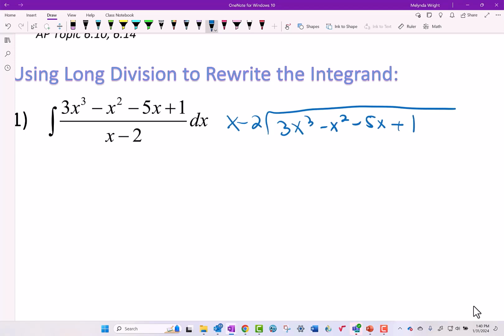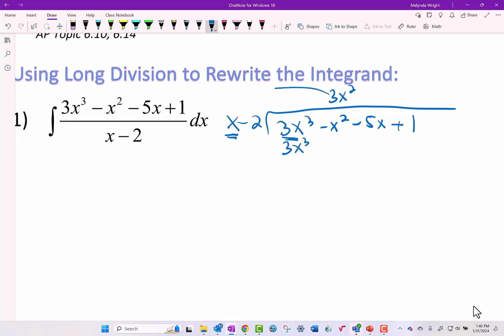So we take the first one here and we ask how many times will it go into the first one? It's always first to first. So how many times will x go into 3x squared? Or in other words, what would I multiply x by to get 3x squared? I would multiply it by 3x squared, because 3 times 1 is 3. X squared times x is x cubed.